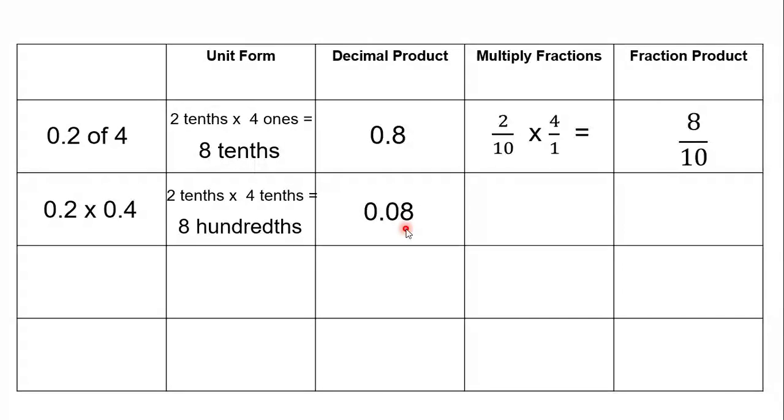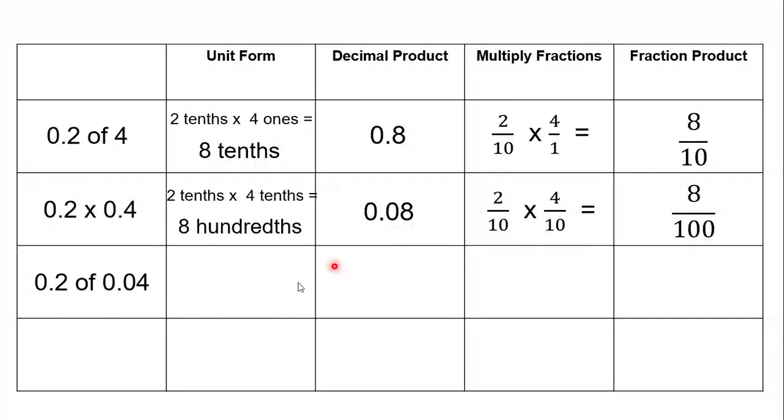We can also multiply these by changing each factor to a fraction. Here we have 2 tenths, which can be rewritten as 2 over 10, and then we have 4 tenths, which can be rewritten as 4 over 10. We can multiply across. 2 times 4 is 8, and 10 times 10 is 100. So 8 hundredths is the same as 0 and 8 hundredths.